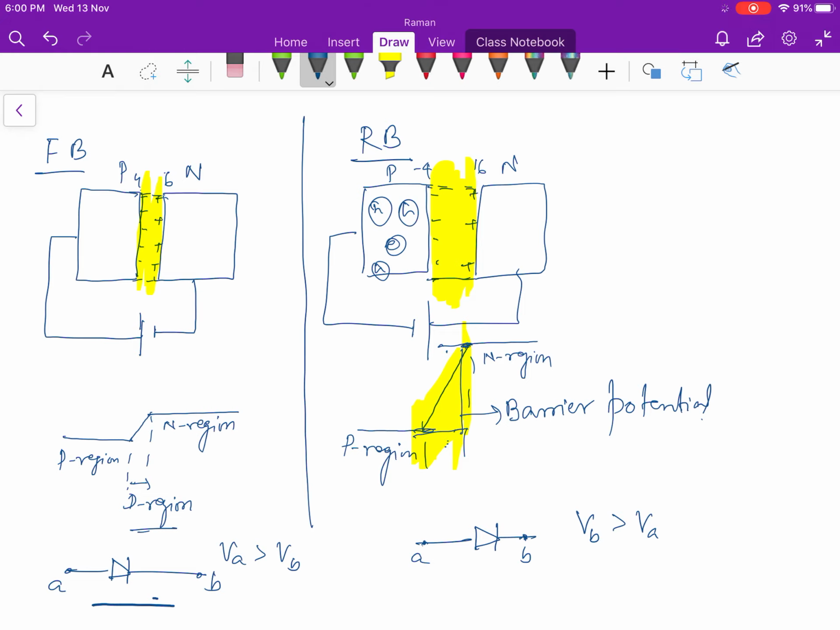If the potential of B is greater than the potential of A, this behaves as an open circuit. That means it does not conduct any current. That is, it behaves as an infinite resistance. Is it clear?